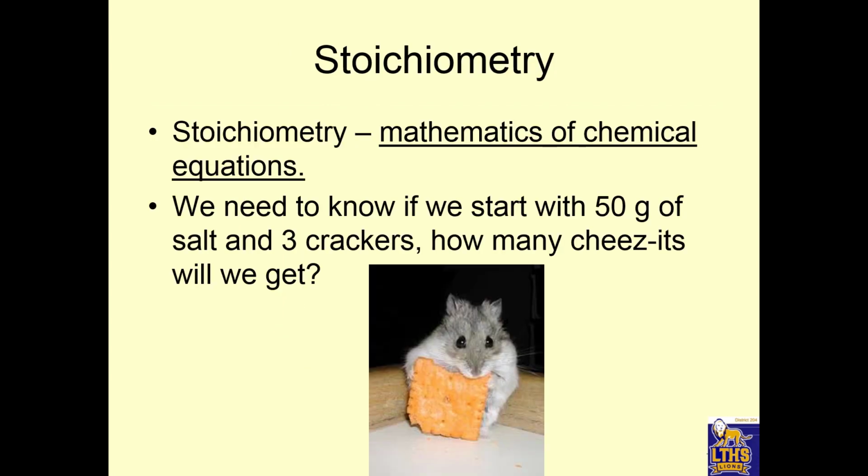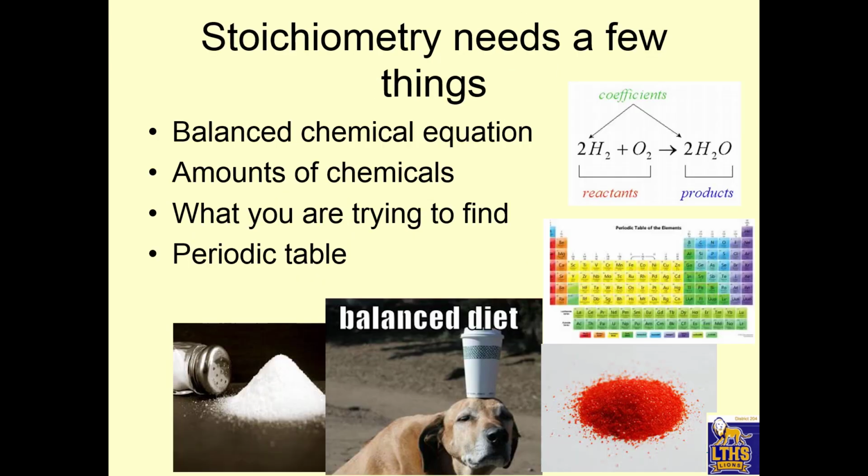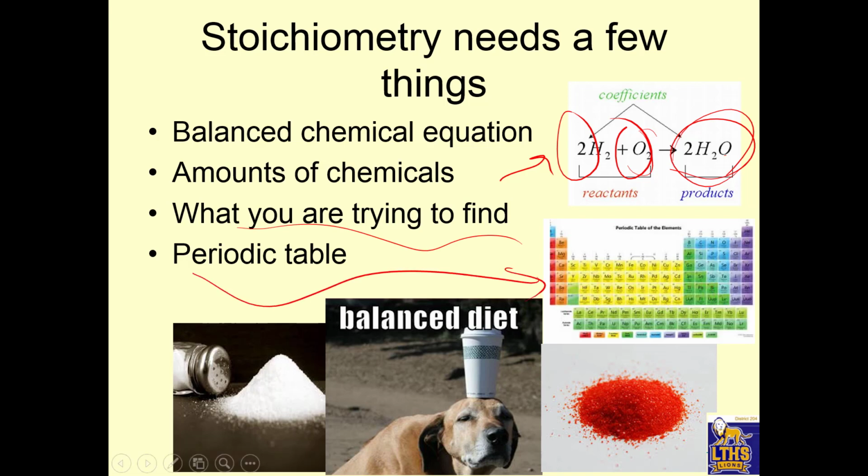Try it and see. So now that we know about heat and we know about chemical reactions, we can talk about stoichiometry. Stoichiometry is the math of chemical equations. So if you're starting with 50 grams of salt and 3 crackers, how many Cheez-Its are you going to make? That's what that mouse wants to know. But really, stoichiometry is taking a balanced chemical equation, woohoo, look at that, and some amounts of chemicals, seeing how much of this can come out, or how much of this do I need to make a certain amount of that.